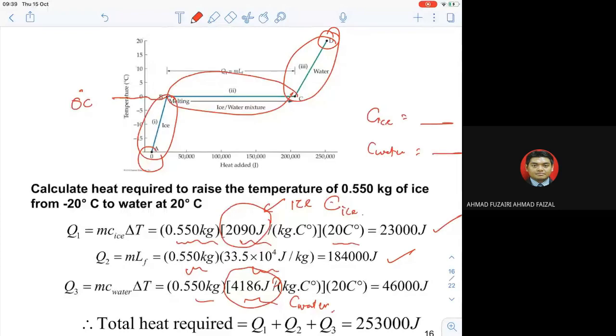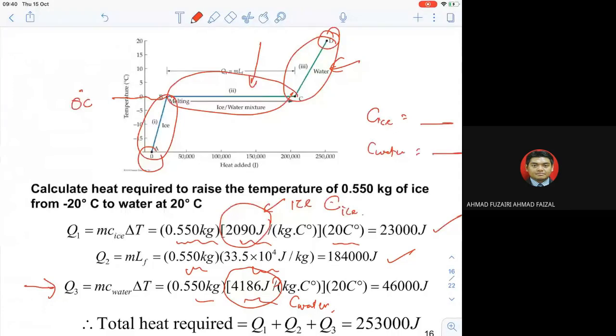Takut salah. Kalau kamu dekat sini, kamu guna CI, salah. 0.55 kali dengan 2090 kali dengan 20. Salah. Because this part, the phase of the water is actually water. It is no more ice. Dia dah tak jadi ice dah. Dia jadi water dah. Sebab apa? Sebab dekat latent heat of fusion ni dah tukar dia daripada ice kepada water. Okay. And then the total heat required is 253,000 joule. We add everything.